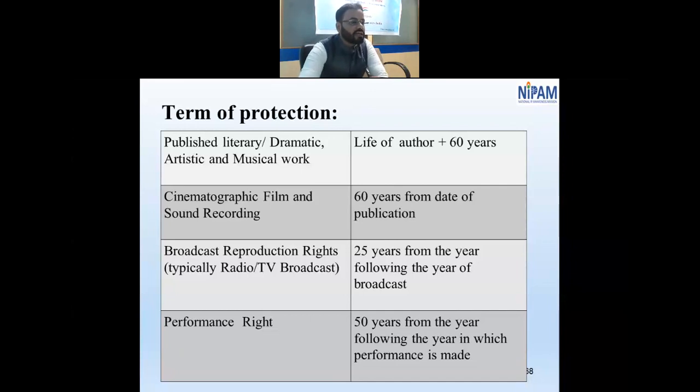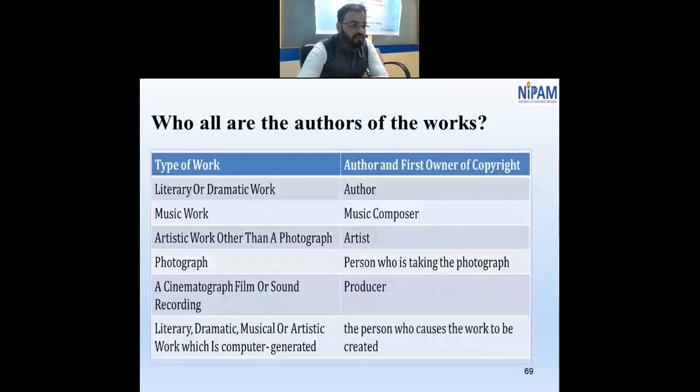So, in general, it is lifetime of the author plus 60 years, but there are specific situations wherein it may differ. Who all are the authors? Quite obvious, for literary and dramatic works, the person who has written that particular work. For music work, the music composer is the author. For artistic work, other than photographs, the artist or painter, or for photographs, the person who is taking the photograph. For cinematographic film, the producer of that particular recording or film. For literary dramatic work, the person who causes the work to be created.